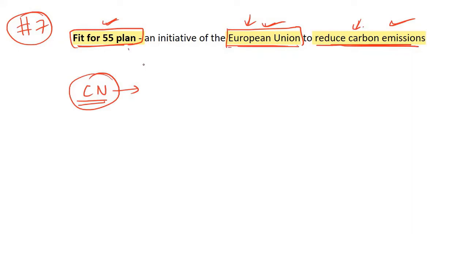So why is it named 55? Basically, the European Commission calls its member states to cut their output of greenhouse gases by 55% by 2030. We don't have to remember more than that, this much is enough.